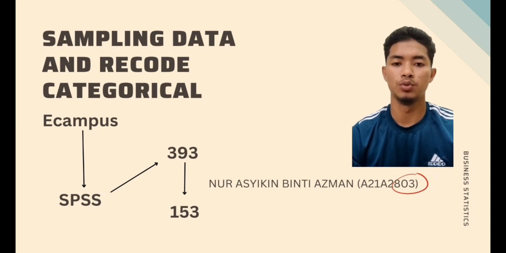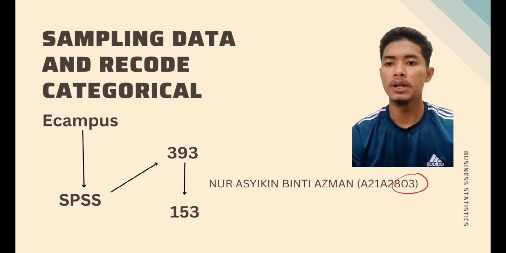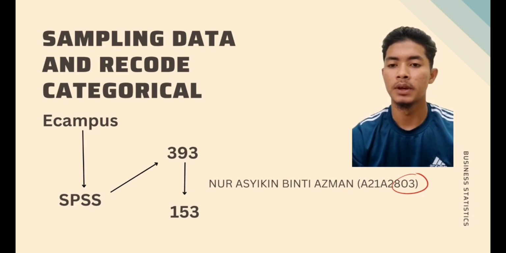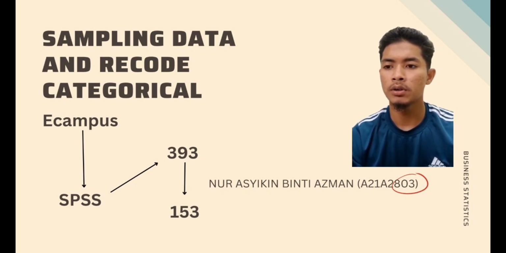We talk about part 2. I want to talk about sampling data and recording data category. First of all, I took the data from eCampus. To open the data, I used the SPSS application and found the AFT2103 sample of the data for set A. So I changed the data sample to 153, since the lowest two-digit number of our member is 03, which is Nur Ashikin binti Azman. So now our sample is 153.